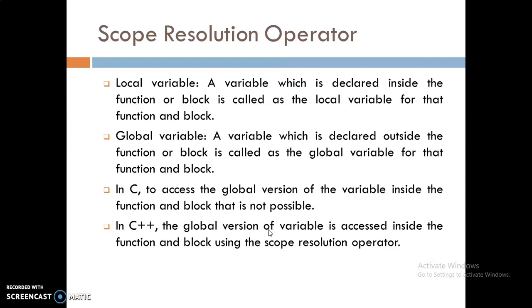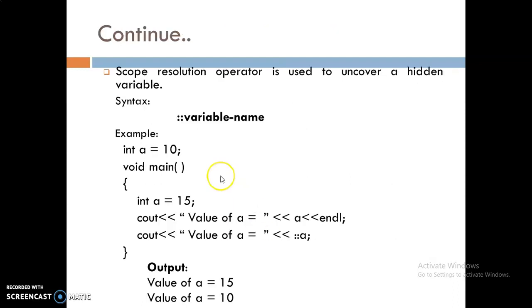But how is it possible? You can access the global variable by using the scope resolution operator, which was not possible in C. Now we will see one example. These 4 dots are an example of the scope resolution operator. Whenever we are talking about the scope resolution operator, I am talking about these 4 dots. So you can access the global variable here.